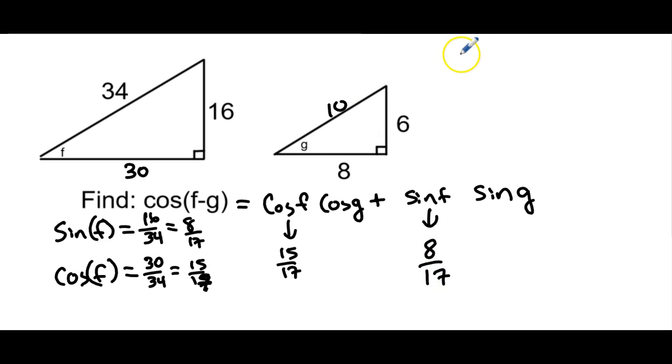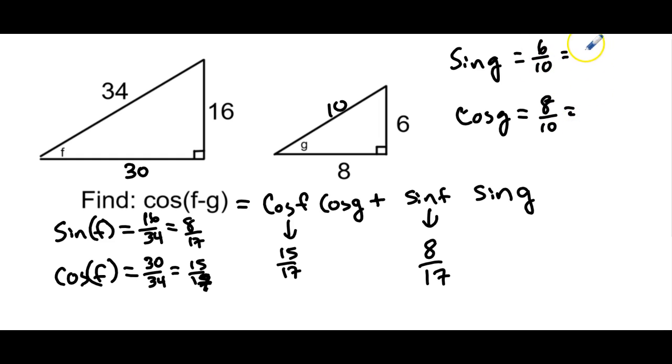And then come over here, we want to do the same thing. Take the sine of g and then the cosine of g. So cosine of g gives me 8 over 10. Sine of g gives me 6 over 10. And this reduces to 4 over 5, and this to 3 over 5. Cosine g gives us 4/5. Sine of g gives us 3/5. And a plus sign in the middle there.